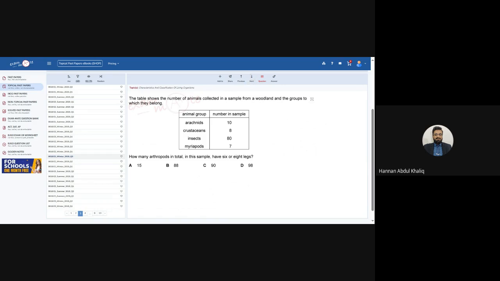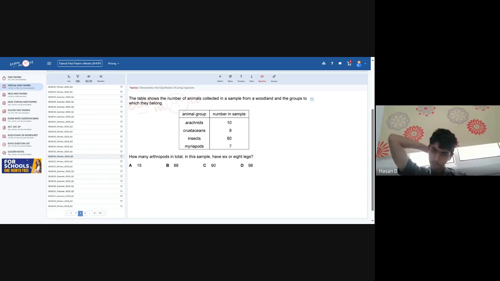Okay. The table shows the number of arthropods collected in a sample from a woodland and the groups to which they belong: arachnid, crustacean, insect, and myriapods. How many arthropods in total in this sample have 6 or 8 legs? Remember, 6 or 8 legs. They are not saying pairs, but you can convert it into pairs.